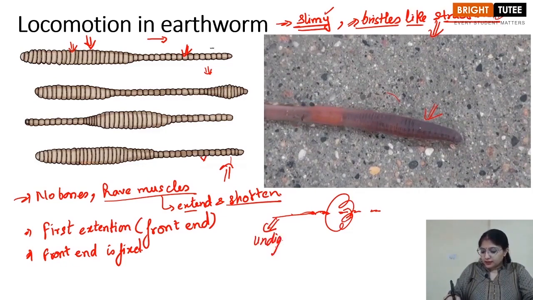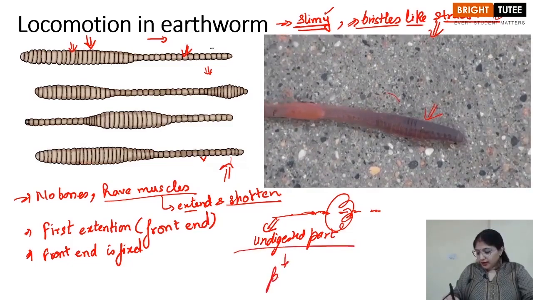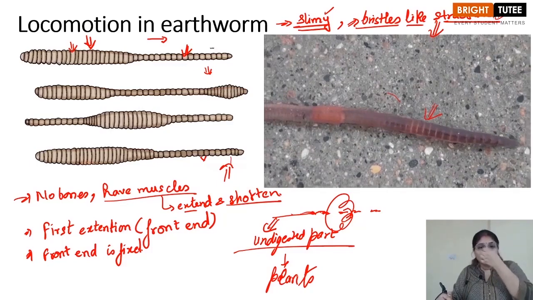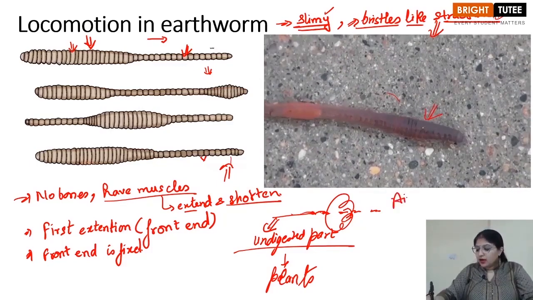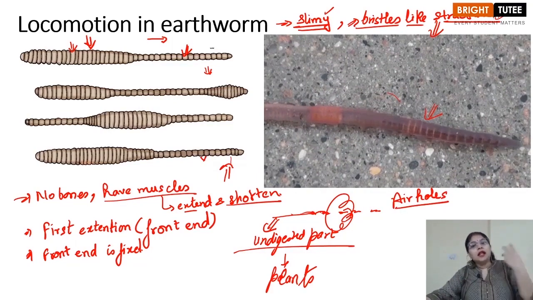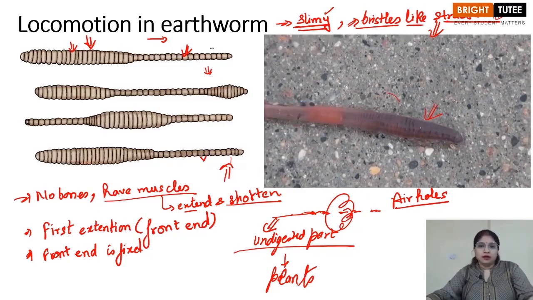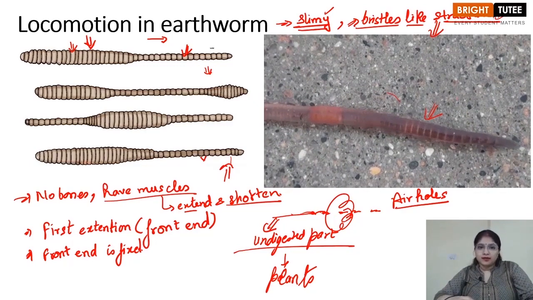So this undigested part of the soil is very important for the plants, right? This is utilized by the plants. Another thing which the earthworm does is that it creates air holes because it is eating its way through the soil. So it is creating small air holes that help in the aeration of the soil, which again helps in the growth of the plants, right? So in this way we see how the locomotion of the earthworm is taking place.